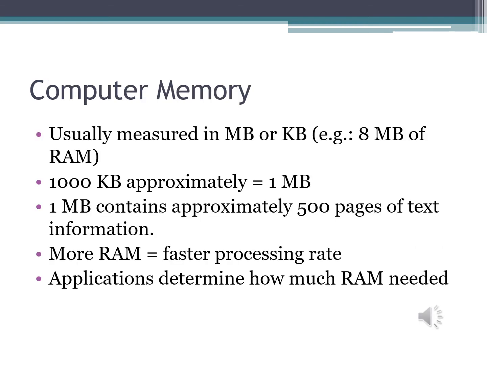Memory is usually measured in MB or KB, for example, 8 megabytes of RAM. 1000 kilobytes approximately equals 1 megabyte. 1 megabyte contains approximately 500 pages of text information. More RAM equals a faster processing rate. Applications determine how much RAM is needed.